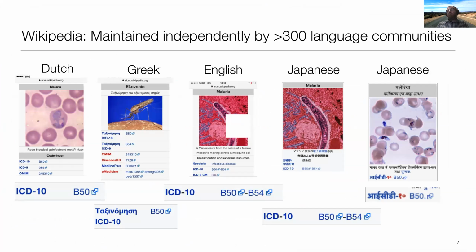So here I have an example of the ICD-10 code for malaria. And depending on the language that you're accessing, whether it's Dutch, Greek, English, Japanese, or sorry, that's an error, it should be Hindi, you'll get different numbers. So the Dutch Wikipedia only mentions B50, whereas the English Wikipedia and the Japanese Wikipedia mention B50 to B54. And trying to synchronize this across the different 300 language versions takes time and effort, and needs to be done by the independent communities that drive the different language versions.